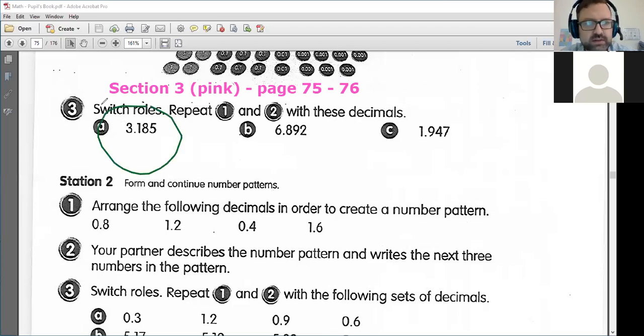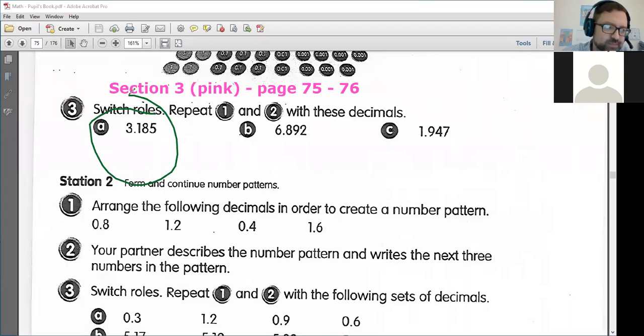Let's take a look at this number here, 3A. Stray Cat, can you tell me what this number is, please? .185. Perfect. Stray Cat, which number is in the hundredths place? 1. No, that's in the tenths place. 3. No, that's in the ones place. 5. That's in the thousandths place. There's only one number left. 8. Yes. 1,000,000 points for you.